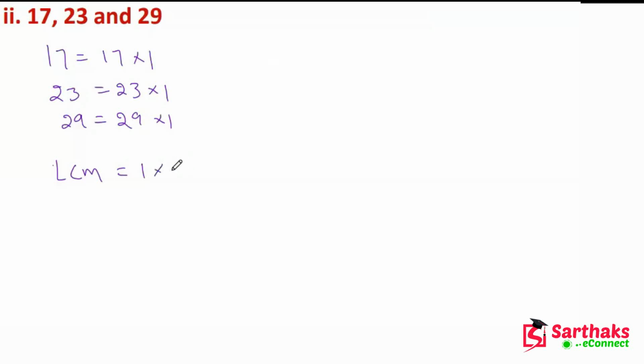So 1 into 17 into 23 into 29. And HCF is just 1, because 1 is the only common factor in all three numbers. Now if you multiply these, what is the result? The result is 11339. If you multiply these numbers, you get this result. I hope you get this point.